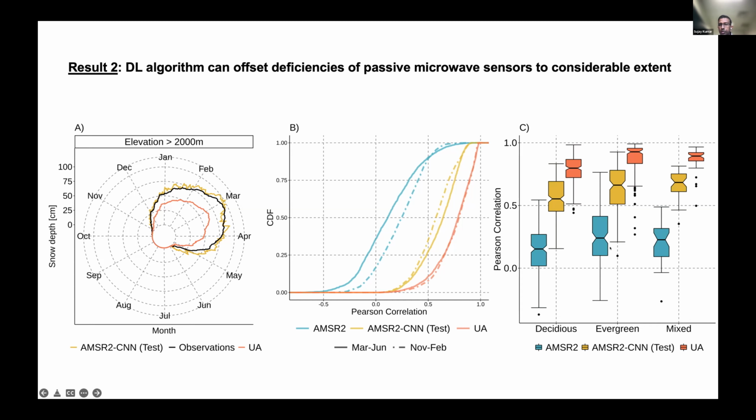And finally, the third one, which is focused over the forested areas. Again, if you focus on the three sets of plots, one for AMSR2, which shows the poorest skill, and then the machine learning algorithm does much better and gets closer to the UA performance over these more dense forest type of areas. So the question is, is this doing a pure statistical fit? Are we learning anything from these?